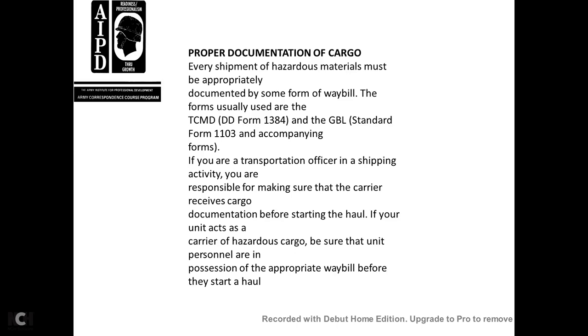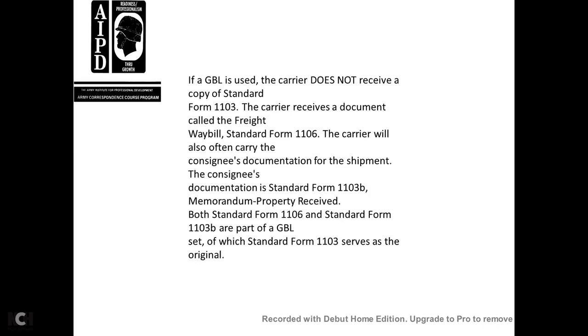Proper documentation of cargo. Each shipment of material must be appropriately documented, such as with a waybill or transportation cargo movement document. DOD Form 1384 is used for government shipments, and Standard Form 1103 for commercial shipments. The transportation officer or shipping activity is responsible for making sure the cargo carrier receives the cargo documentation before starting the haul. If the unit carries the hazardous cargo, be sure the personnel have possession of the appropriate waybill before they start the haul.